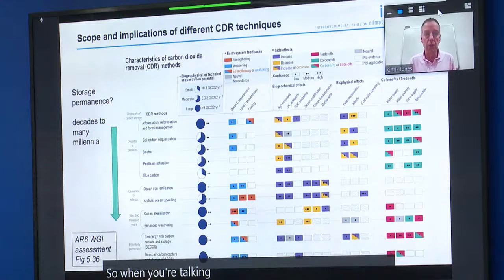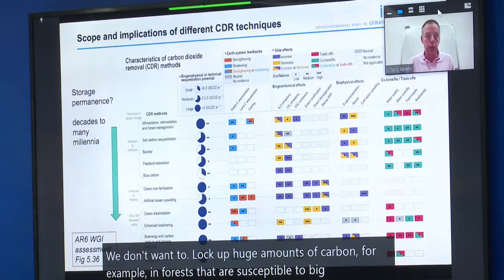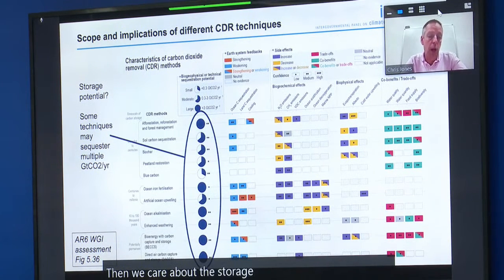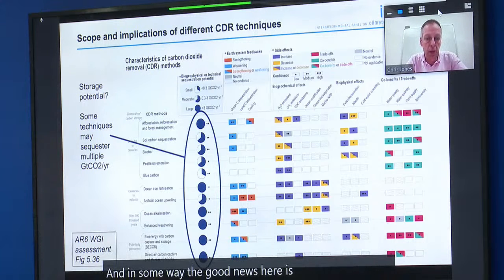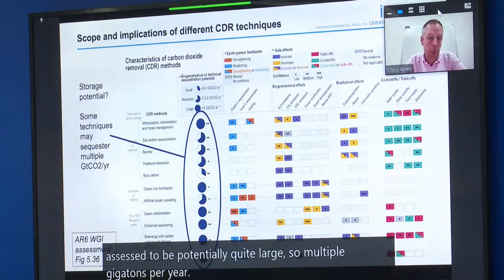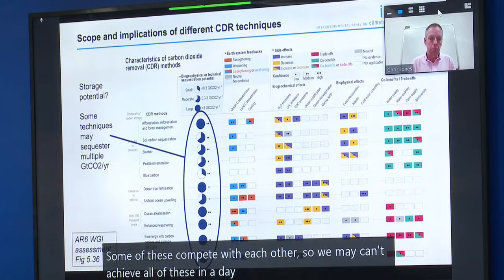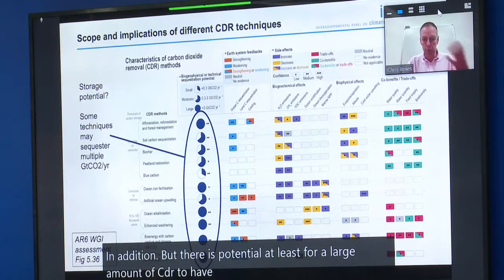So when you're talking about CDR methods, we do care about the permanence. We don't want to lock up huge amounts of carbon, for example, in forests that are susceptible to big fires in a few years' time. Then we care about the storage potential. So how big can any of these be? And in some way, the good news here is a lot of these are assessed to be potentially quite large, so multiple gigatons per year. Some of these compete with each other, so we maybe can't achieve all of these in addition. But there is potential, at least, for a large amount of CDR to happen in a biophysical sense.